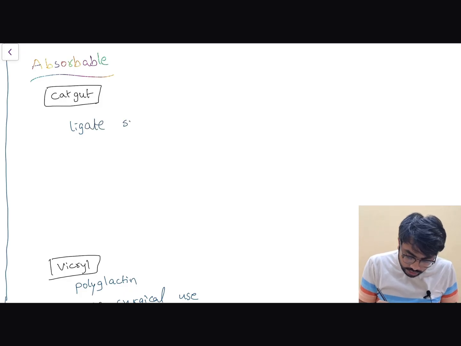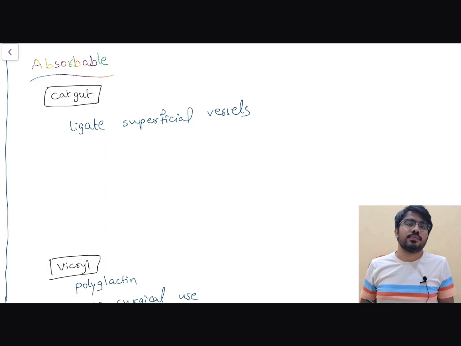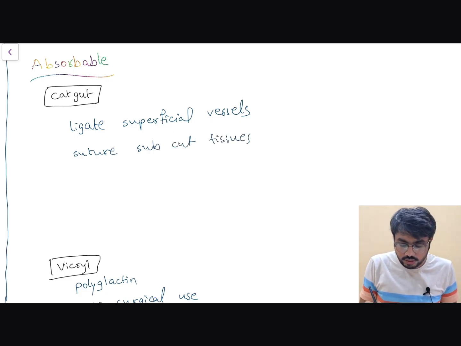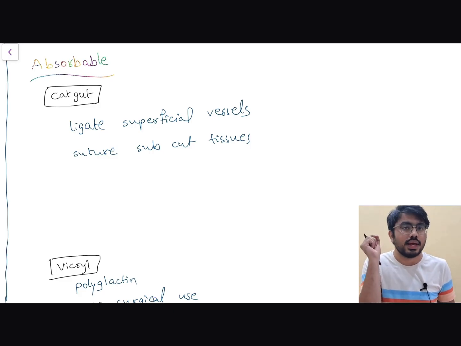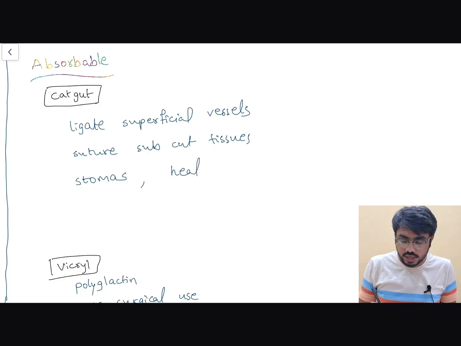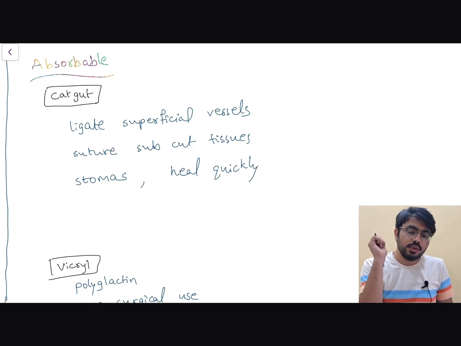whenever I am ligating superficial vessels, I have to use a catgut suture. Whenever I am suturing the subcutaneous tissues, which is also superficial, then I can use a catgut suture. Whenever I am suturing stomas or quickly healing tissues also, I can use the catgut suture.